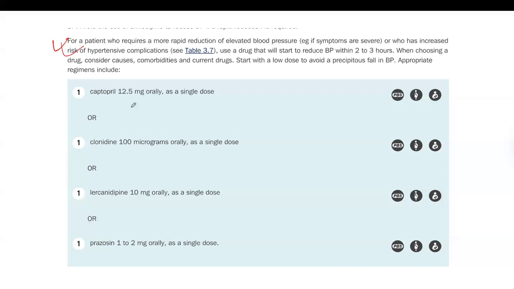There are a few other things I have written in here, that if we need to go for rapid reduction of blood pressure, especially if the patient's symptoms are severe, like the patient has developed hypertensive encephalopathy, for those patients, if we want to reduce the blood pressure within 2 to 3 hours, then we can go for captopril, clonidine, lercanidipine, prazosin. These medications can be tried if we want to bring the blood pressure down super fast.